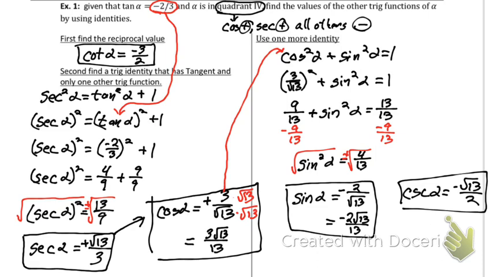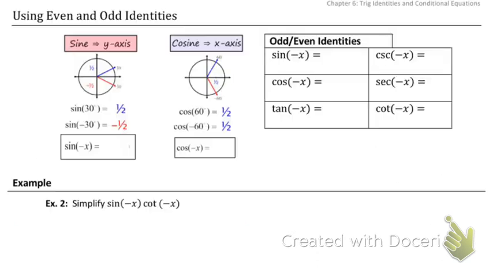All right, questions on that? So we're just using identities. The next thing we're going to talk about is using even-odd identities. That is the last thing on your identity sheet that now allows me to give you a quiz anytime I want to, because I talked about all the other ones.